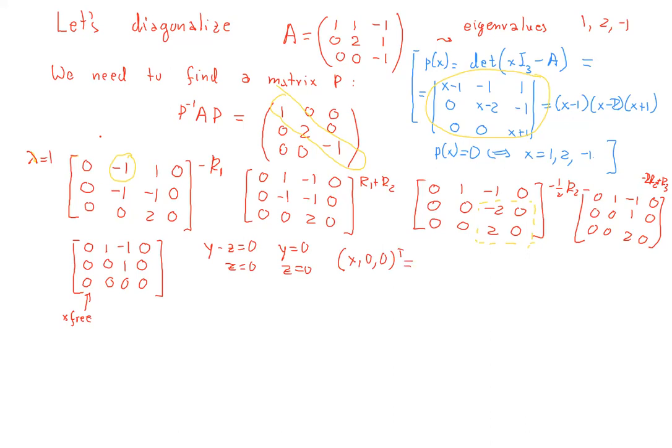And you need just one of them. And I can take just the 1, 0, 0. So that's my first eigenvector. That's the first eigenvector. Any questions, please, on this?